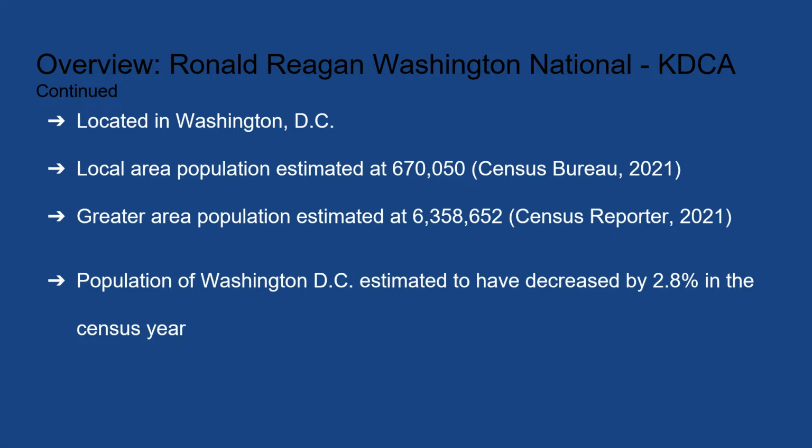Washington National Airport is located in Washington, D.C., with a local area population that's about the size of Vermont, the entire state, at 670,000 per the census. The greater area, however, is estimated at about 6.3 million, and that includes Arlington and the greater areas around. You have Baltimore and a lot of cities in close proximity to Washington, D.C.